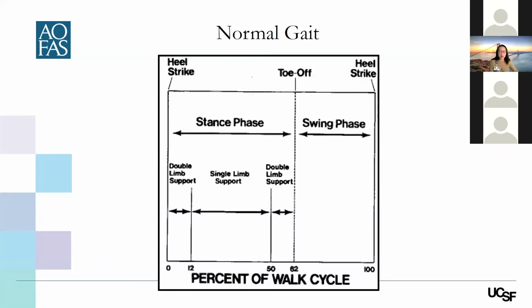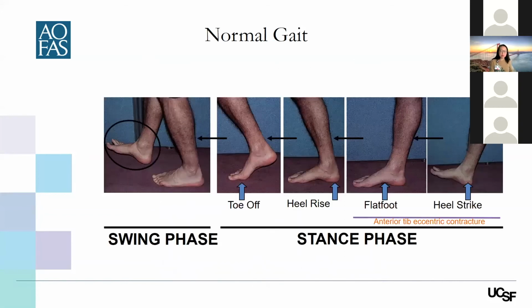During this gait cycle, we spend about 60% in stance phase. So 60% of the time your right foot is touching the ground, and about 40% of the time your right leg is swinging forward. And the percentage of time that you spend in stance phase or swing phase is based upon how fast you're going, your velocity. So if you're running, you're going to have a smaller stance phase.